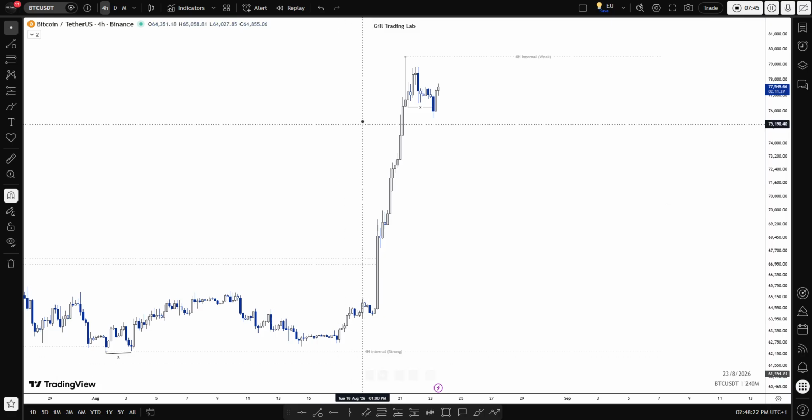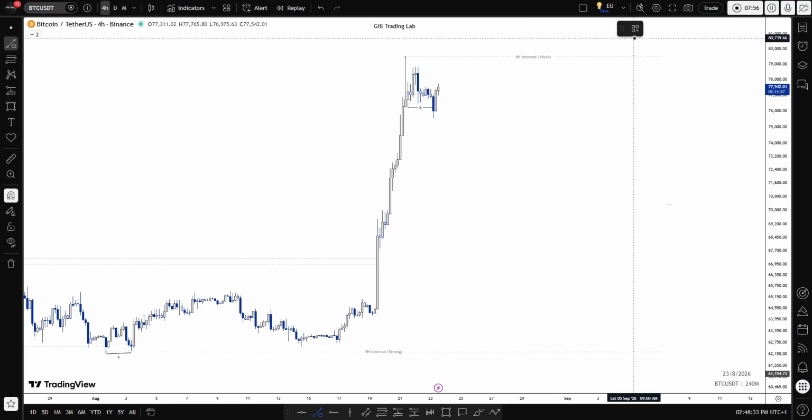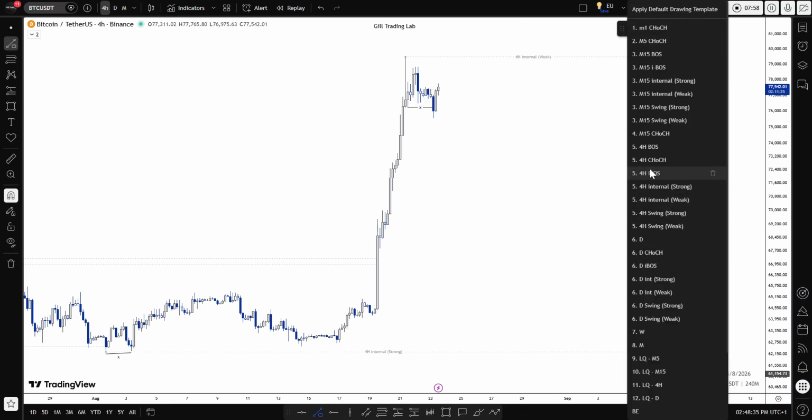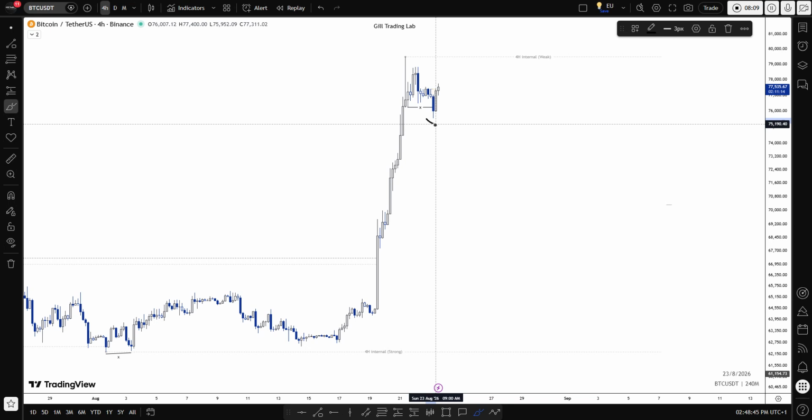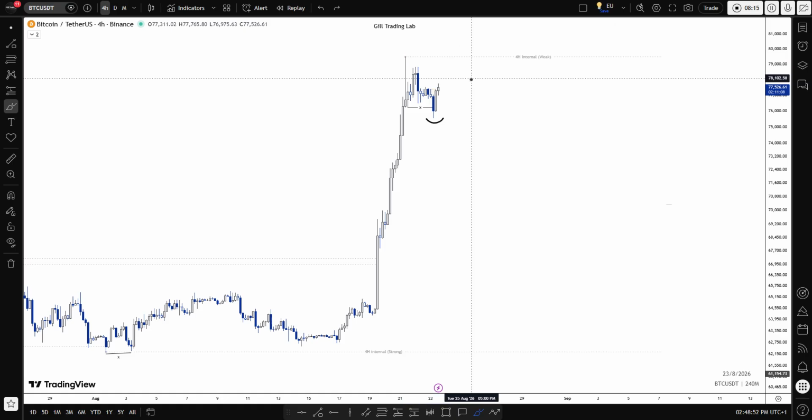And another thing is we have this PBL over here, which has currently failed. And also another thing to add is we've had a 4 fractal breakout structure. So this is a good signal that probably the 4-hour internal higher low has been formed, and we could see price target the 4-hour weak internal high.